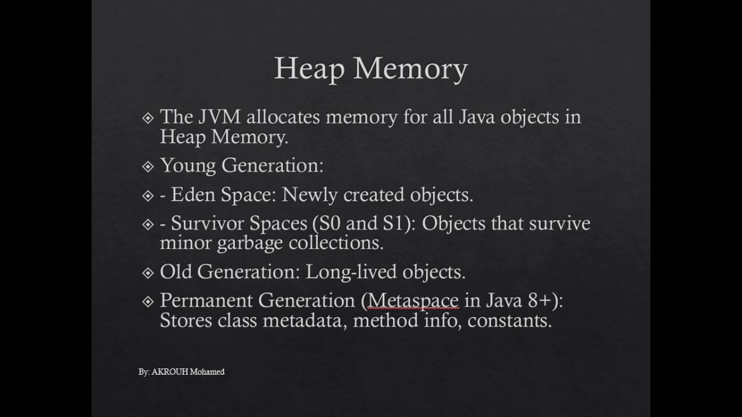Lastly, there's the permanent generation, or metaspace in Java 8 and later. This area stores metadata such as class definitions, method information, and constants. In Java 8 and beyond, the permanent generation was replaced by metaspace, which dynamically grows based on your application's needs.